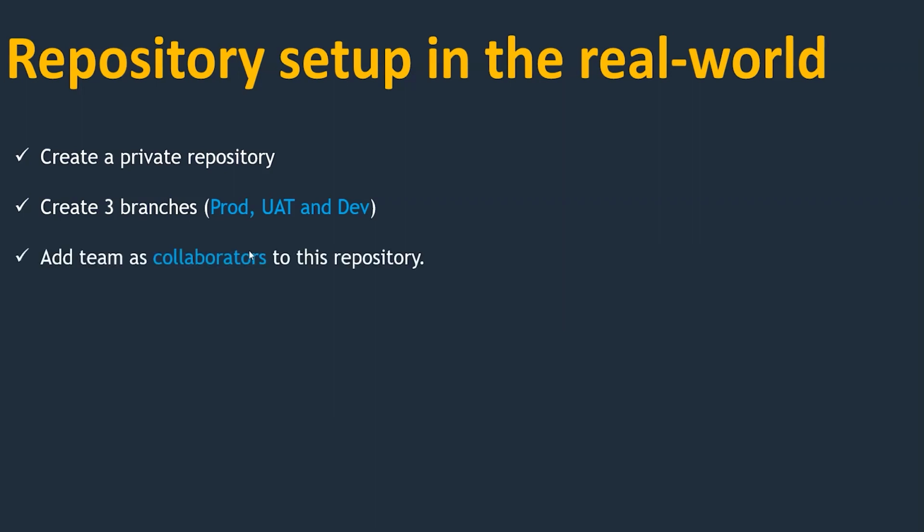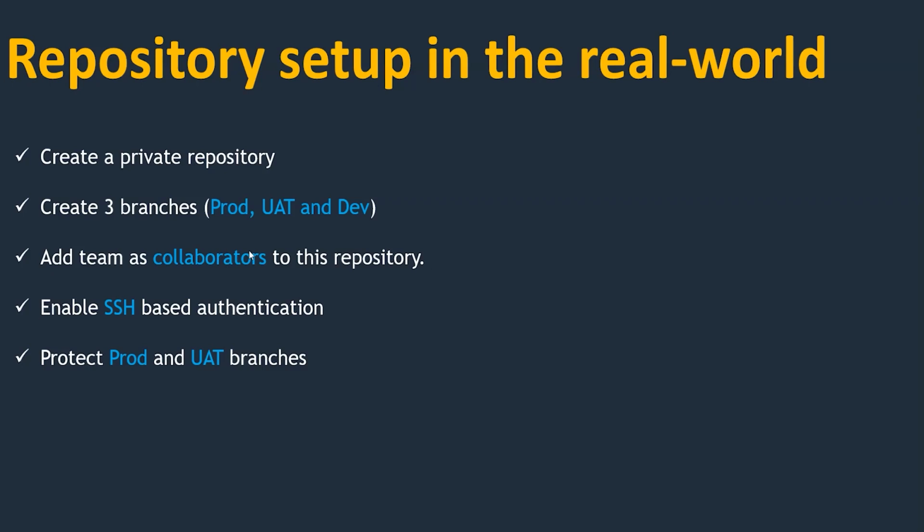And I will add team members as collaborators for this repository. In this project, I'm going to use 4 developers, so I need to add 4 developers as collaborators. But to add them as collaborators, they should have a GitHub account. Next, enable SSH based authentication. I'm going to enable passwordless authentication so that they can push their code onto the GitHub account without any issues.